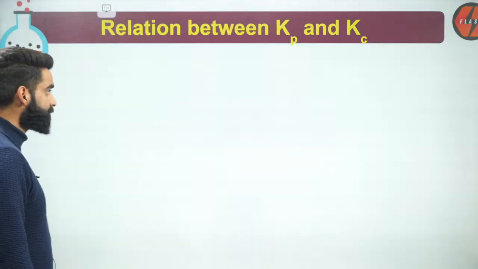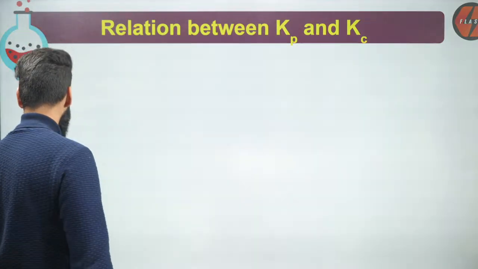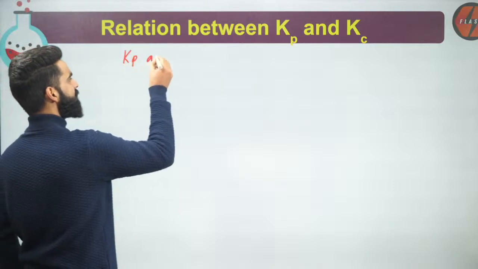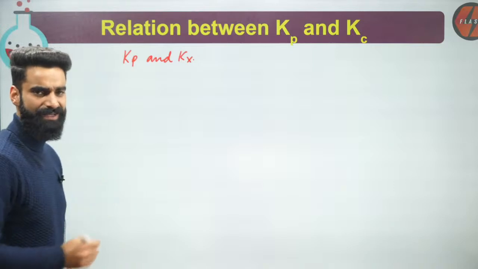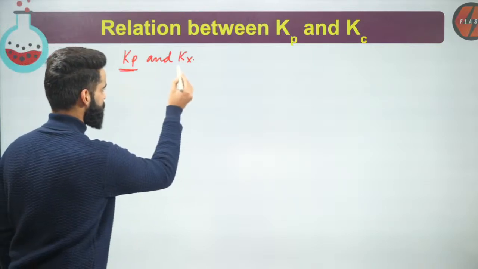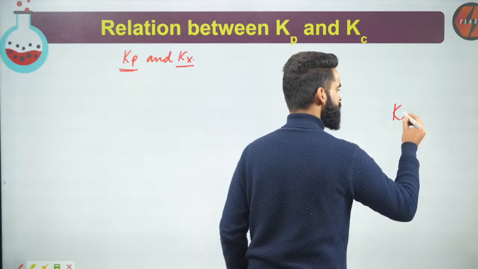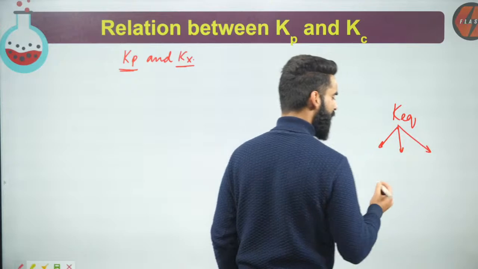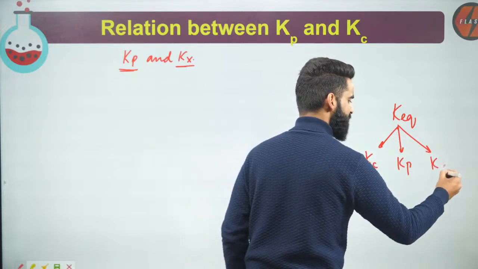That is the relation between Kp and Kx. Correct? The relation between Kp and Kx. Let's talk about this relation as well. So first of all, guys, as you all must be remembering, your equilibrium constant we divide into three parts. One is called Kc, one is called Kp, and one is called Kx.